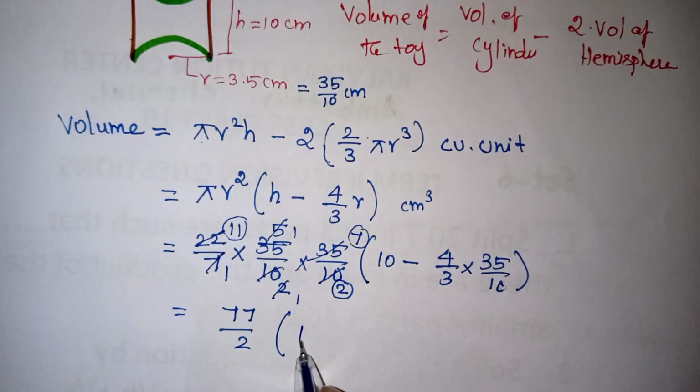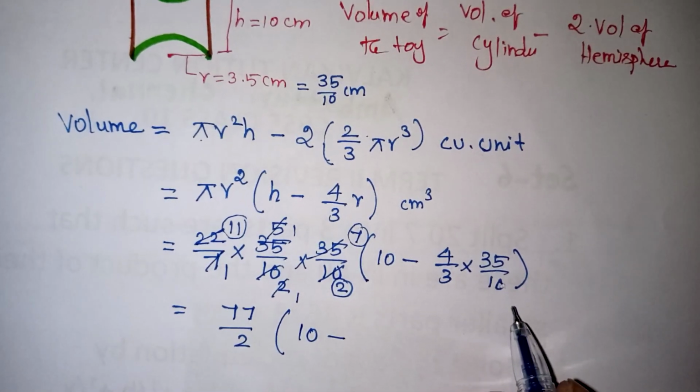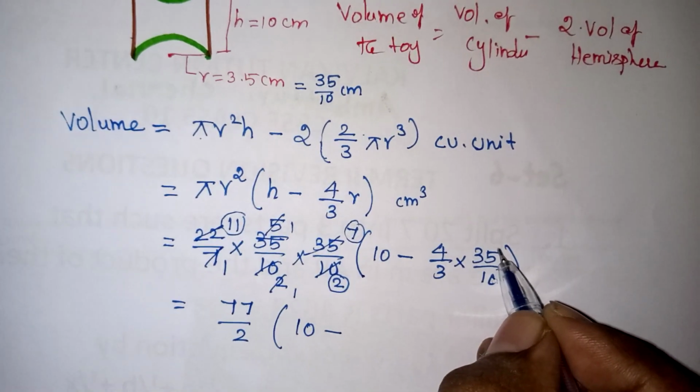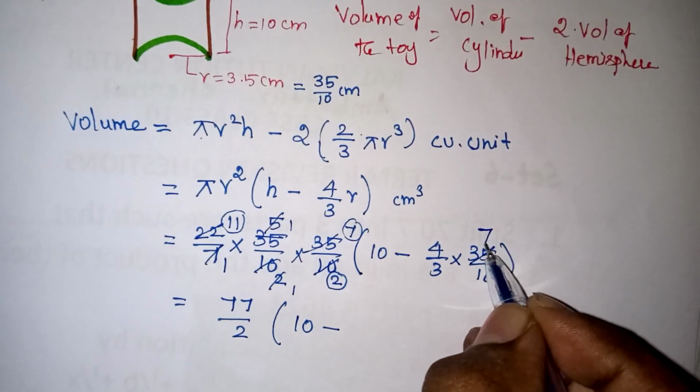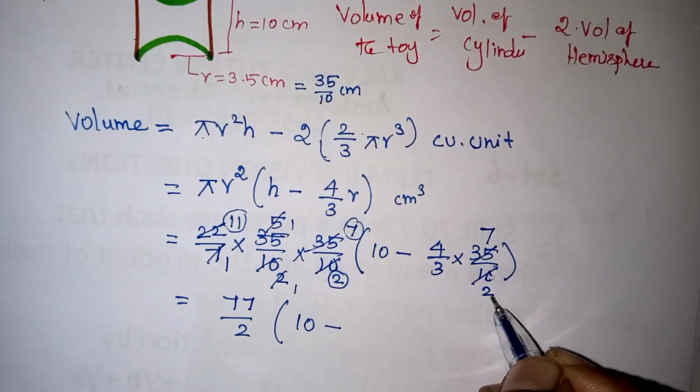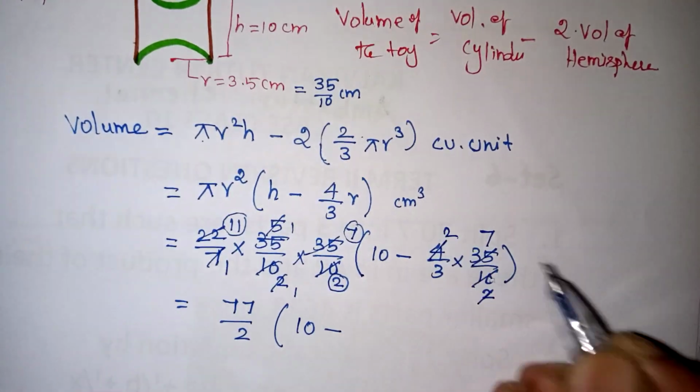And inside we have 10 minus, here cancellation again. This will be by 5 table, 7 fives are 35, this is 5 twos are 10, and 2 and 4 will get cancelled by 2 times.